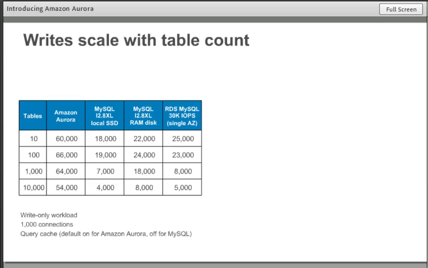Another test we ran was looking at how the performance of the database would vary as the number of tables went up. So if you look at the 3 columns on the right, we tried 3 different setups for MySQL, 2 on EC2 and 1 on RDS. And we varied the number of tables from 10 up through 100, 1,000, and 10,000. And this was a workload running with 1,000 connections.